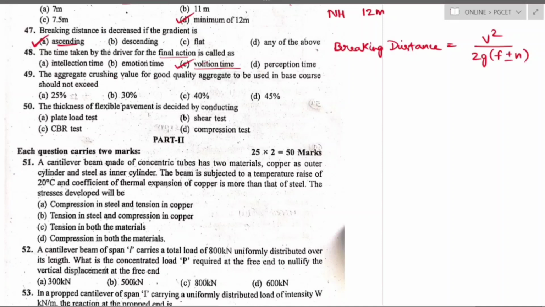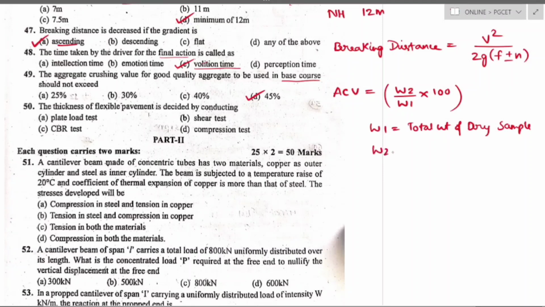Question number 49. The aggregate crushing value for a good quality aggregate to be used in base course should not exceed 45%. Aggregate crushing value test is the test carried out to assess the strength of the coarse aggregate when a compressive load is gradually applied. Aggregate crushing value is equal to W2 by W1 multiplied by 100, where W1 is the total weight of dry sample and W2 is the weight of the material passing 2.36 mm IS sieve.